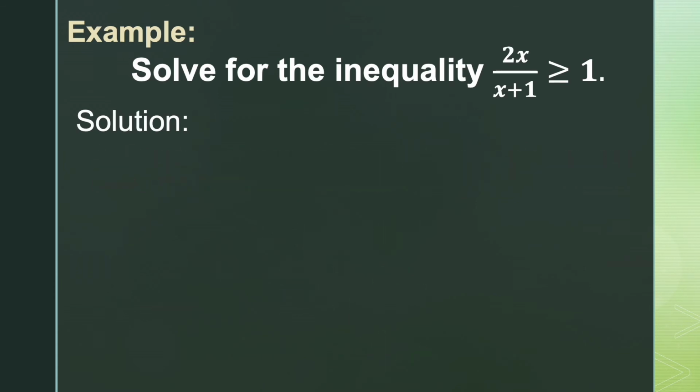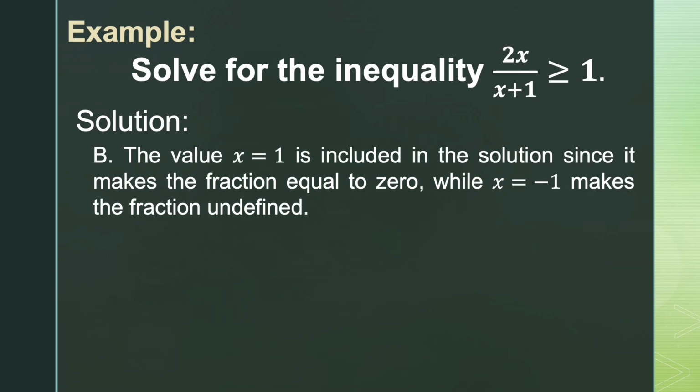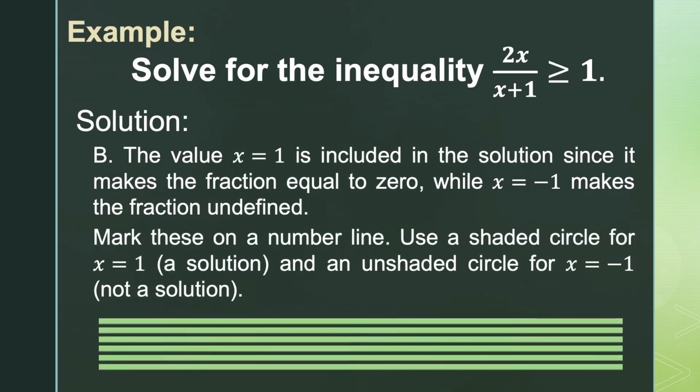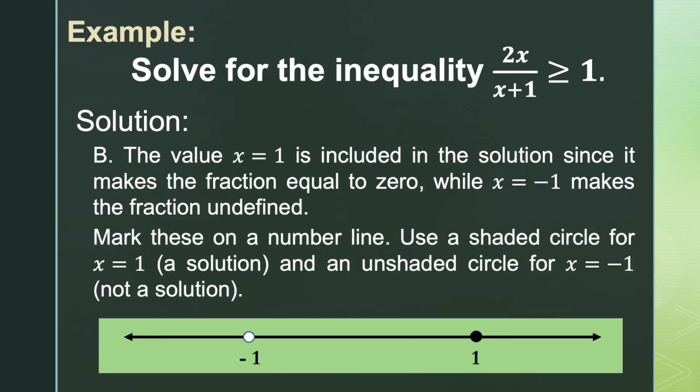Next step, the value x equals 1 is included in the solution since it makes the fraction equal to 0, while x equals negative 1 makes the fraction undefined. Mark this on a number line. Use a shaded circle for x equals 1, which is a solution, and an unshaded circle for x equals negative 1, which is not a solution.